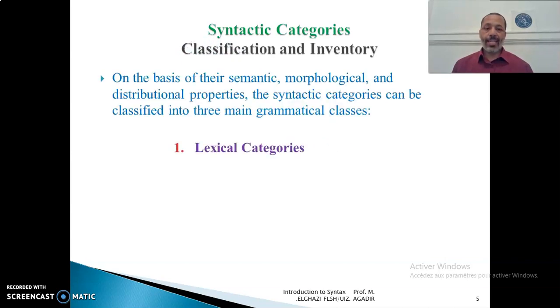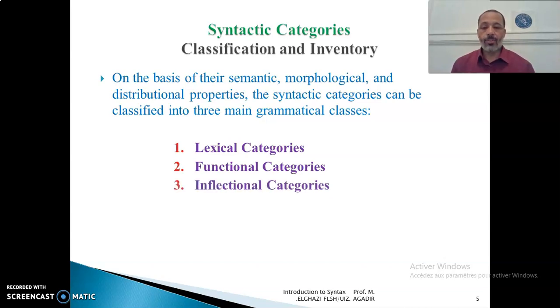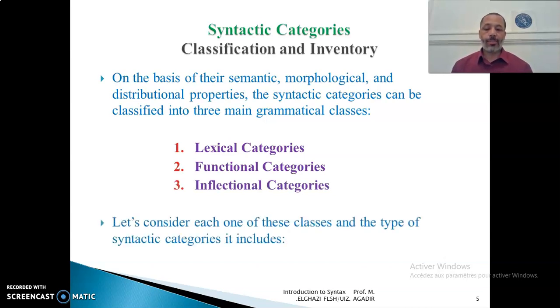Now we move to the classification and the inventory of these categories. On the basis of their semantic, morphological, and distributional properties, the syntactic categories can be classified into three main grammatical classes. The first class is called lexical categories, the second class is called functional categories, and the third class is called inflectional categories. We are going to consider each of these classes and the type of syntactic categories they include.